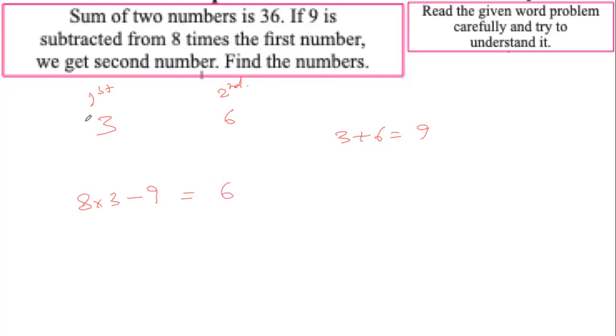We have to find two numbers such that when we add them, the sum is 9. And when we subtract 9 from 8 times the first number, we get 6. We have understood. Very simple English. Next step.